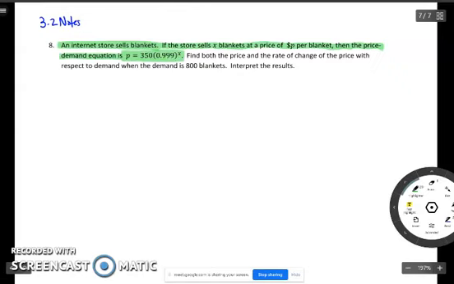So you're going to see price demand equations come up a lot for the rest of the course. It's basically just an equation that tells you if you know how many, in this case, blankets are being demanded, that's X, you can plug it in and figure out what price those blankets were set at to make that demand happen. Or vice versa. If you know the price of the blanket, you can work backwards to figure out what X is, what demand was created by that price. They're related by this rule. And this rule is an exponential function.